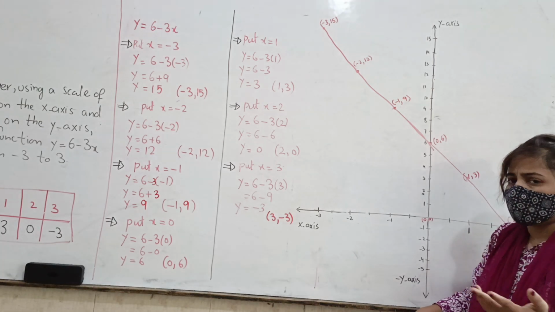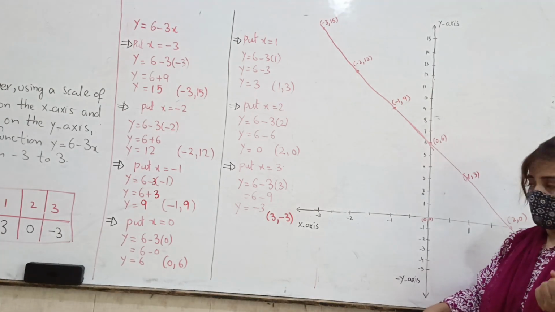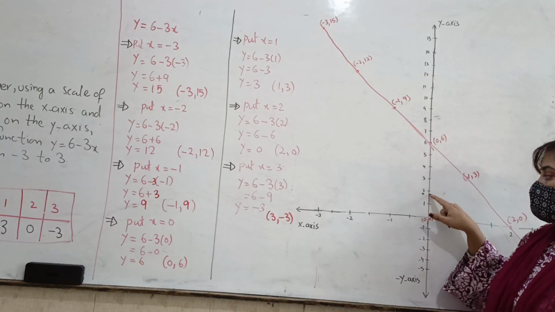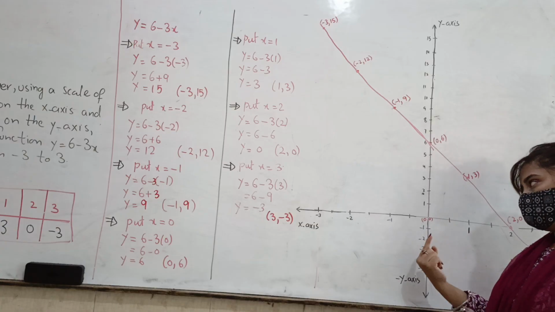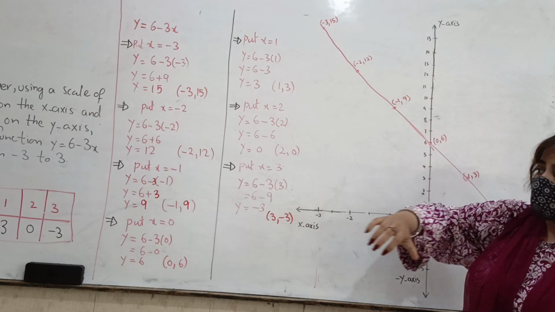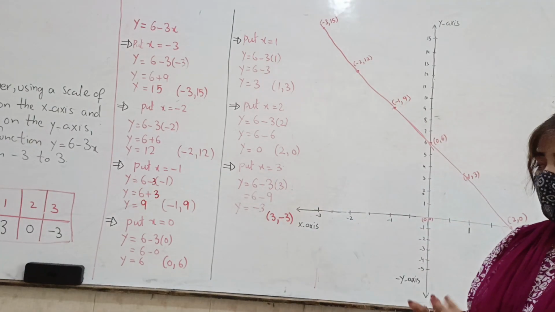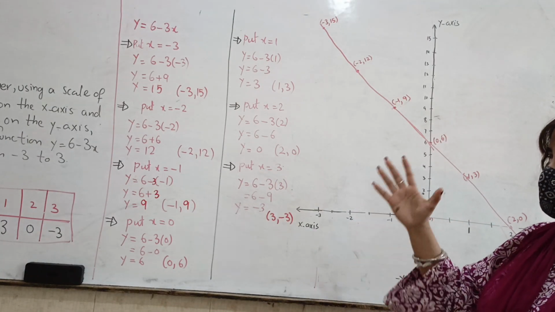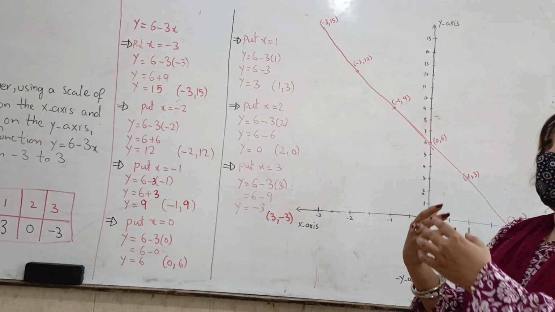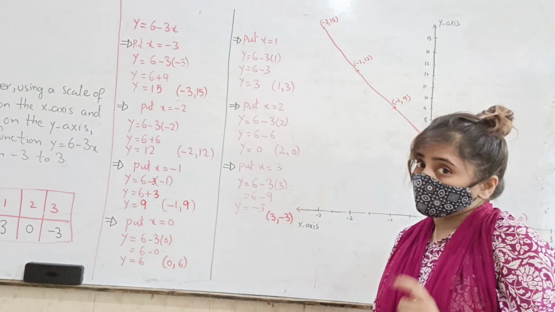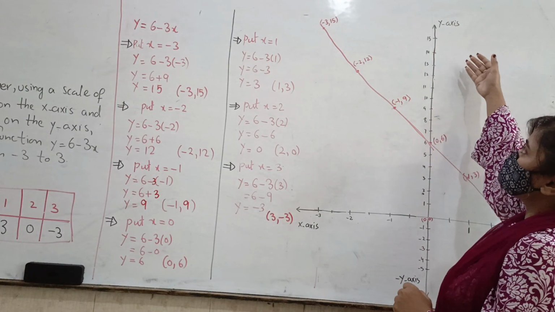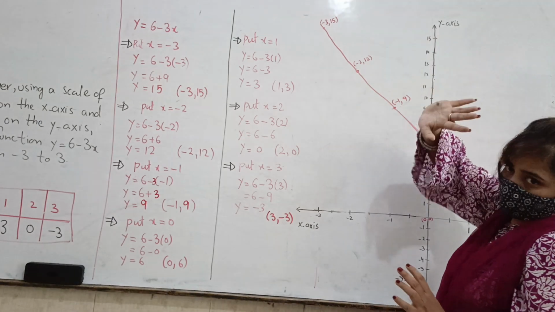And for y, they said take 1 centimeter as 1 unit. So this is 1 centimeter, 1 centimeter, 1 unit. I write till 15 because I look at the table which I have filled by finding the values of y. Maximum value of y is 50. So I can roll till 16, 17, but I write till 50.